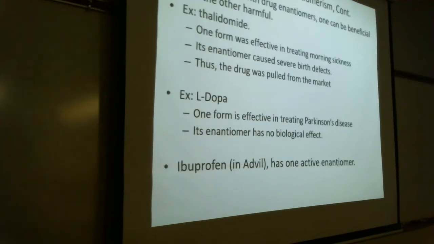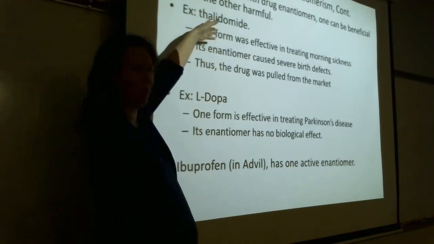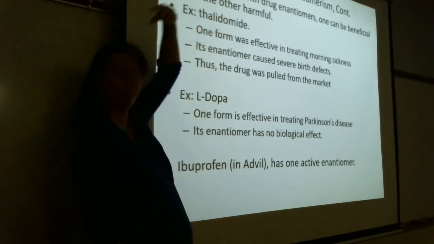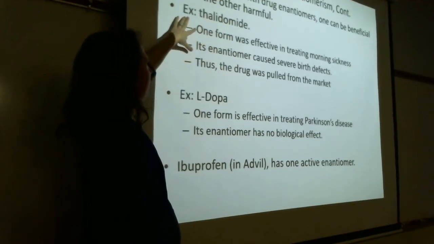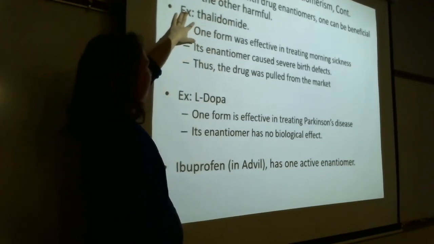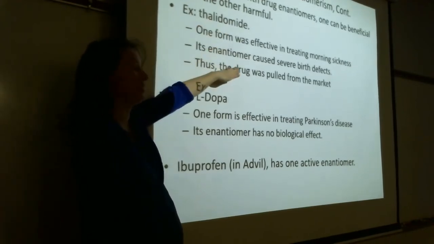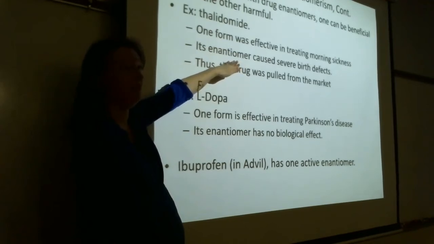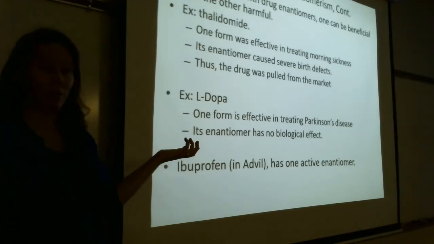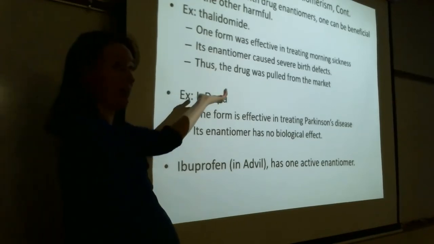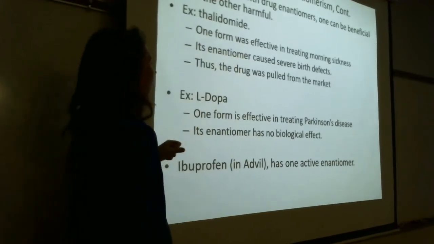And here's an example of that. Have you ever heard of this? Have we talked about this? Morning sickness was treated with this substance. One enantiomer was great for morning sickness. The other one caused severe birth defects. So you've got to pull the whole thing. If one enantiomer is great at helping you not throw up, and the other one causes severe birth defects, you've got to pull the whole thing.